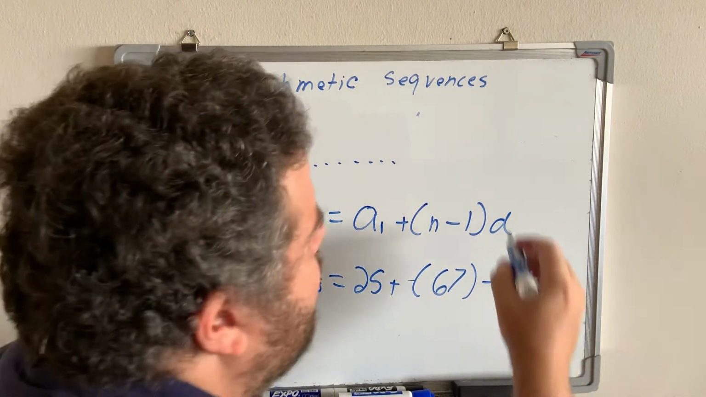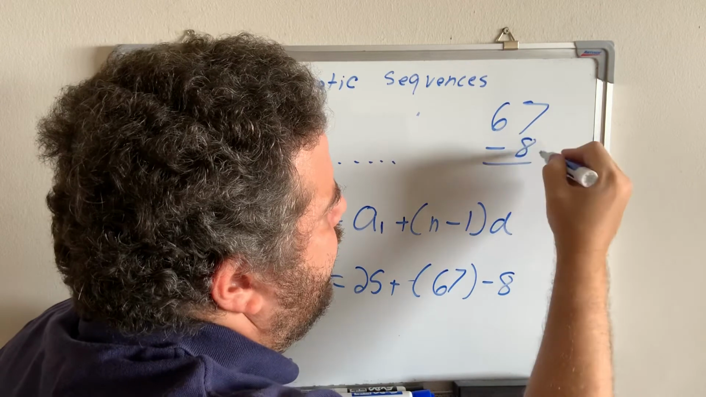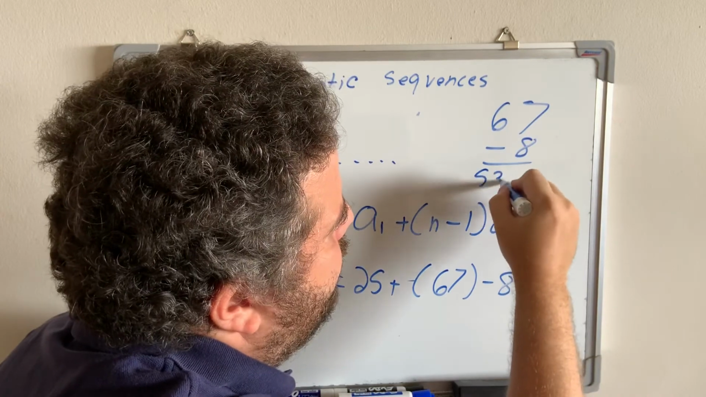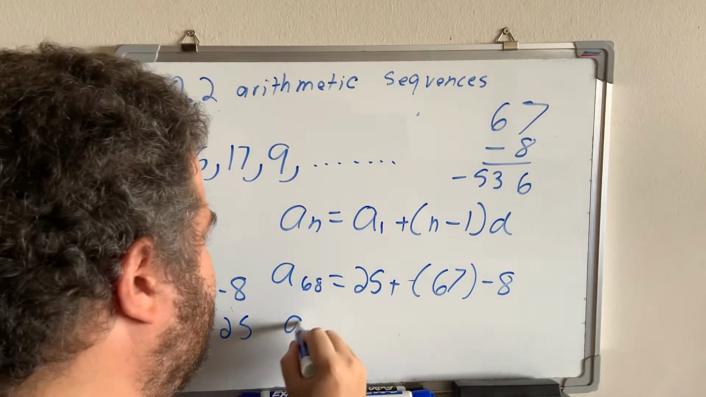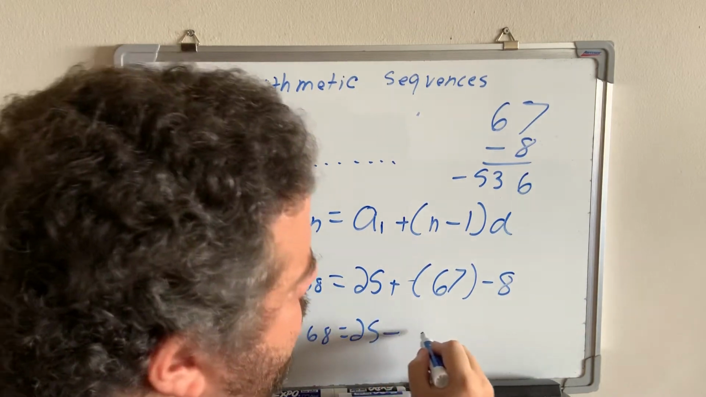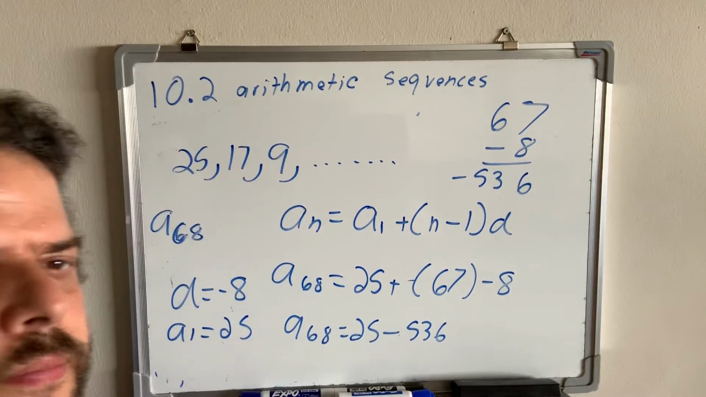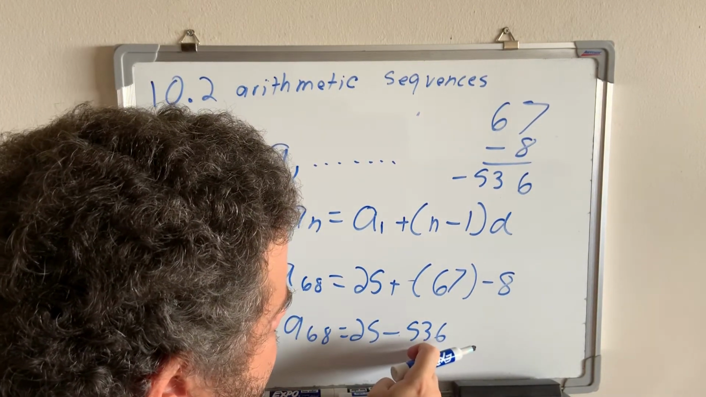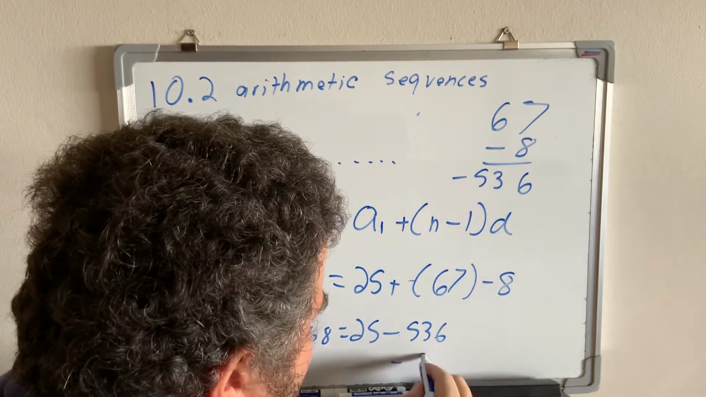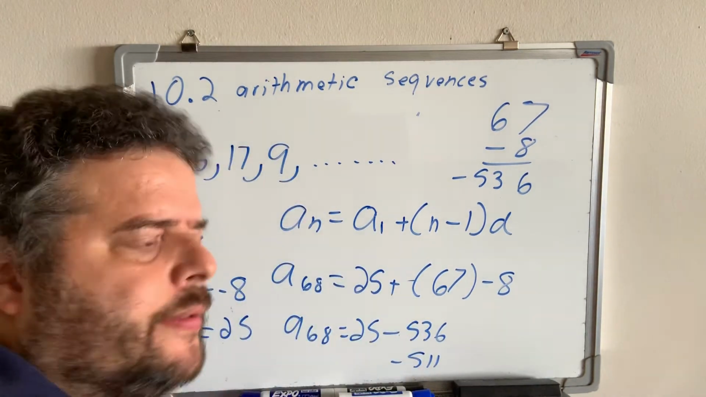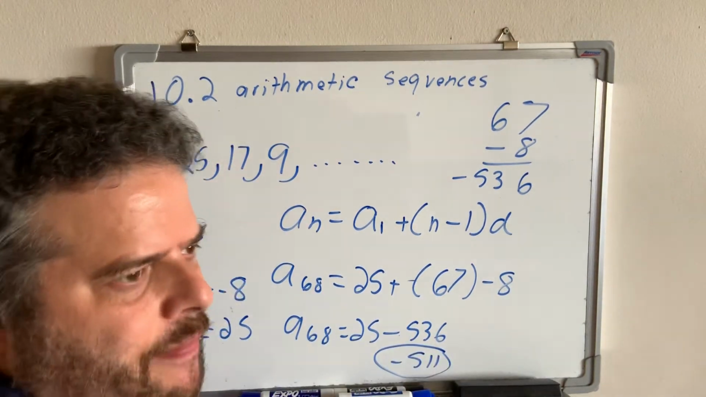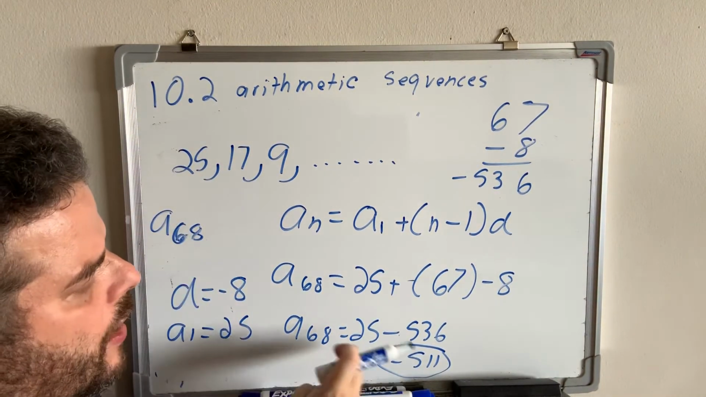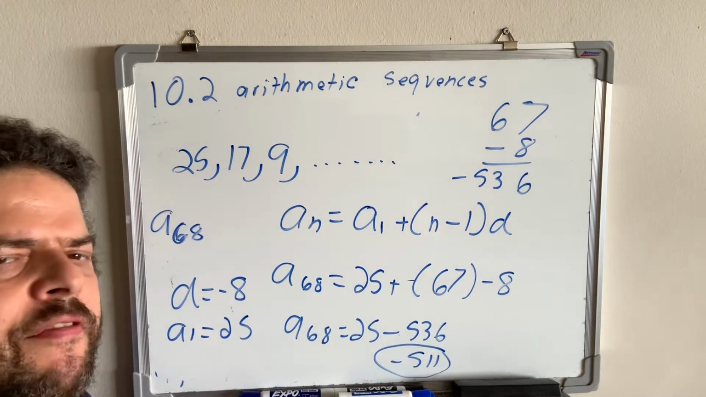Let's multiply. I don't have a calculator at hand. 67 times negative 8. 8 times 7 is 56. Carry 5. 8 times 6 is 48, plus 5 is 53. Negative. So I have that the 68th term equals 25 minus 536. Combine these two, it gives me negative 511. Correct. Seems I can still find a job as a math teacher after all this time. So the actual 68th term of this arithmetic sequence would be negative 511.